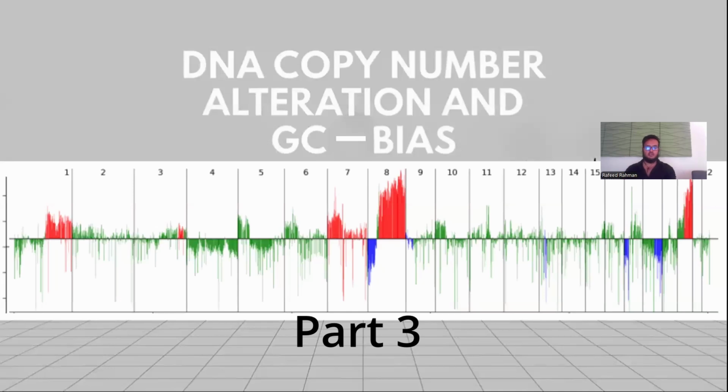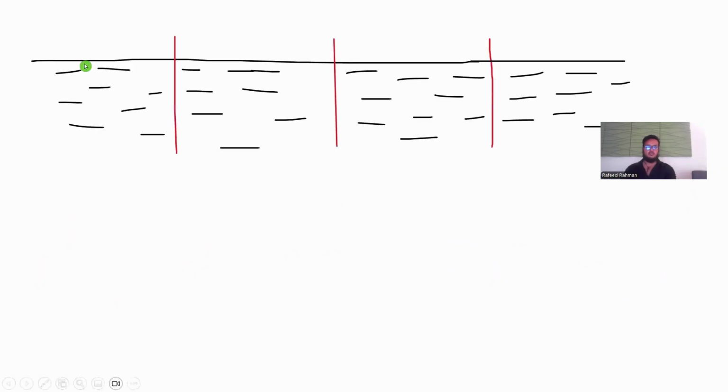So let's get started. First of all, if we do whole genome sequencing, as I've talked about in a previous video, then approximately the reads that we get should come uniformly across the whole genome. For example, I have divided this genome into 4 parts, 1, 2, 3, 4, and in each part, if you count the number of reads, they are approximately equal. That should be the case ideally, but often that doesn't happen.